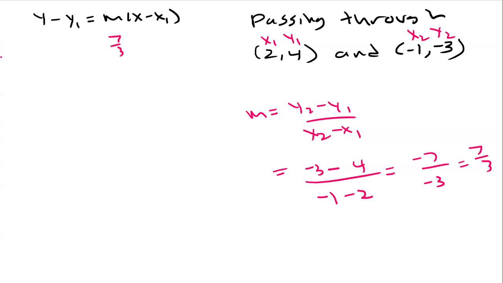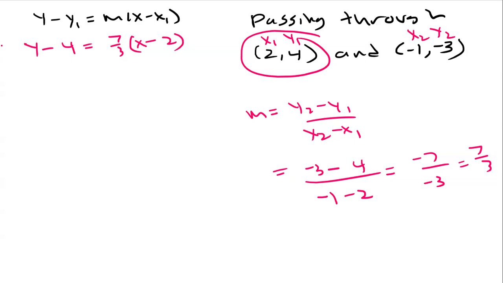Okay. Now I can choose which one I want for x1 or y1. It doesn't matter. I'll go with this one because there's no negatives. Or if there was a zero, I would do that one because it'll be a lot easier to calculate. So y minus 4, and then x minus x1, which is x minus 2. All right, so this is a possibility.